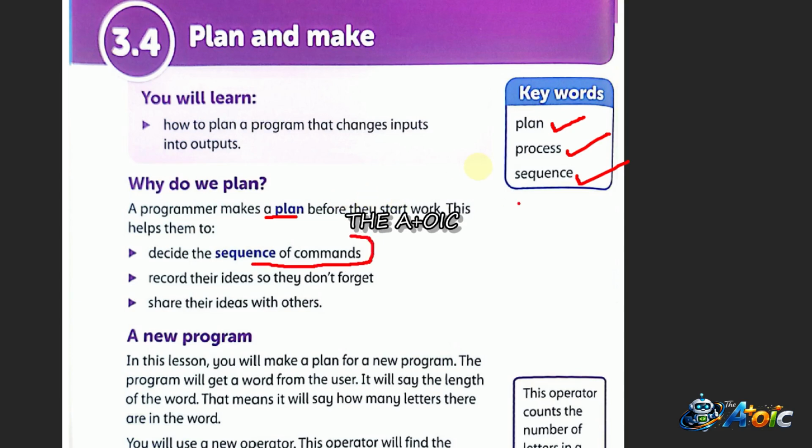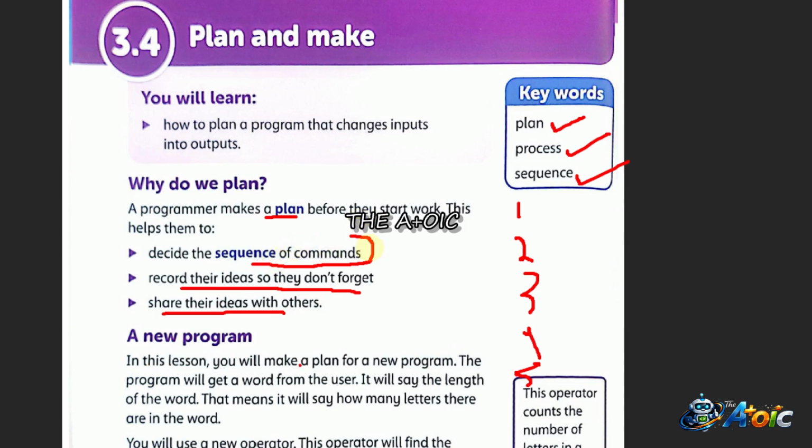I've mentioned sequence. I even gave an example using 1, 2, 3, 4, 5, 6, 7, and 8. That is the sequence. So you record your ideas so that you don't forget. You can write them down on a paper, in a book, and so on. And you can also share your ideas with others in case you are finding any difficulty in executing or getting your program right. So in here we'll be making a new program.